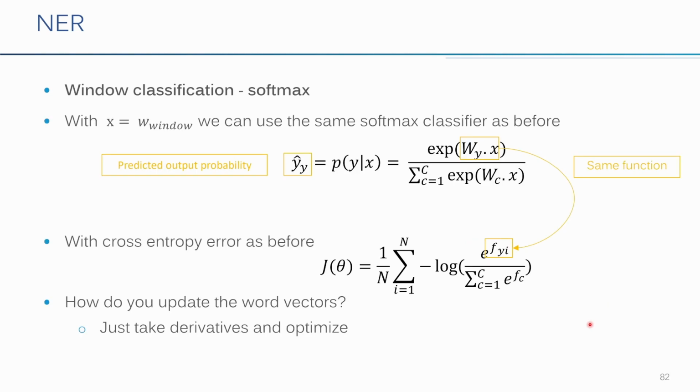Essentially, what we're going to do is consider the inputs that we have. We're going to use the same softmax classifier as before, and now we're going to use the input as the word vectors that we had before. After we use the softmax, we're going to use the cross entropy error to see how close or how far we are from the actual prediction. And if we do not get this right, then of course in every step we will update our word vectors.